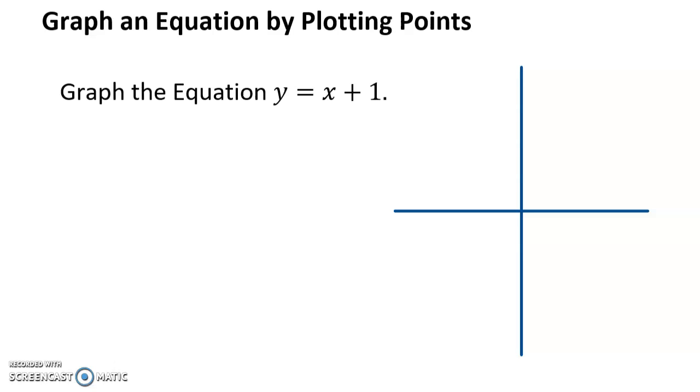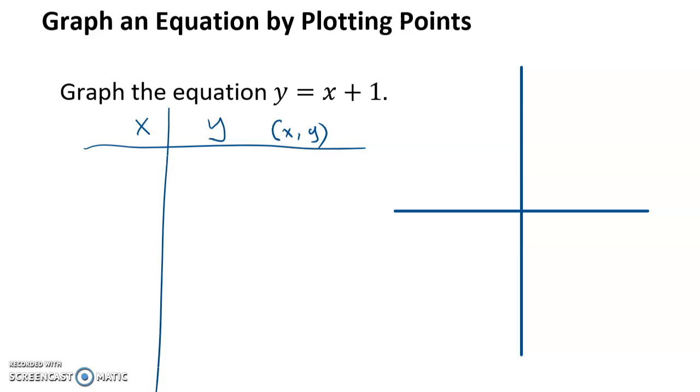For example, I want to graph the equation y equals x plus 1. First, we want to find some points on this equation, in other words, ordered pairs like (x, y). So what I'm going to do is randomly pick some x values and then use calculation to find the corresponding y values. The x values I'm going to use will be, let's say, negative 2, negative 1, 0, 1, 2. Some random numbers. We can use the x value to find the corresponding y value.